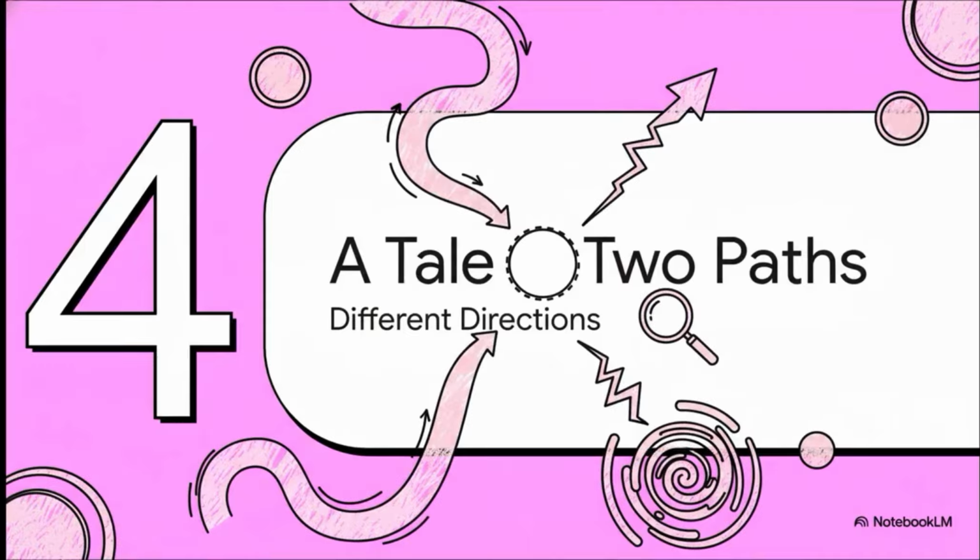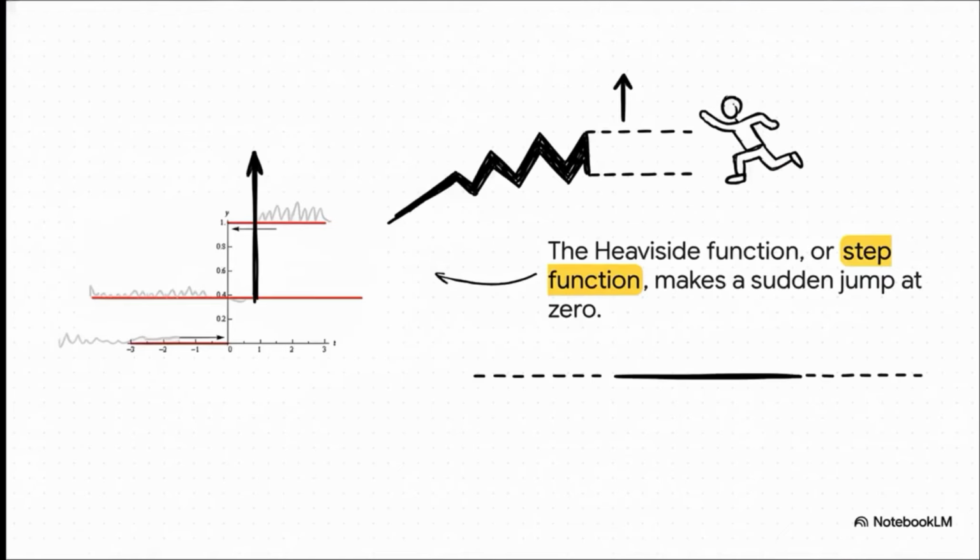But hang on, there's one more major twist to this story. What happens when the path you take to approach a point dramatically changes the outcome? This is called a step function. For all the negative numbers, its value is just 0. It's a flat line. But the instant we hit 0 and move into the positive numbers, bam, it instantly jumps right up to a value of 1. There's a clear break in the path.